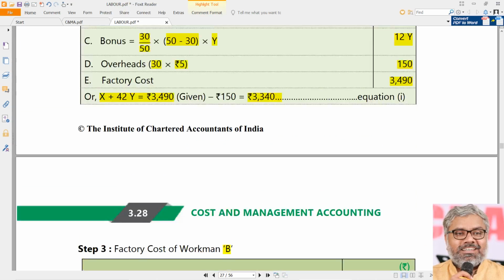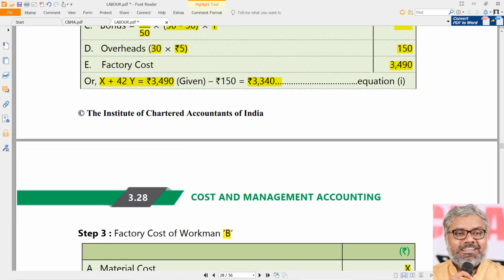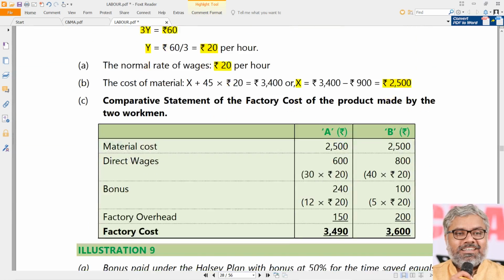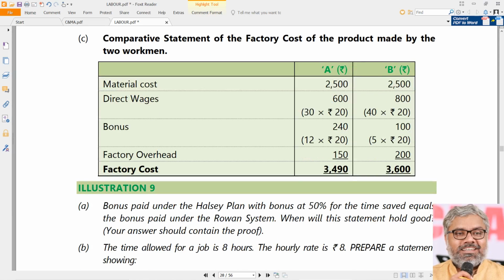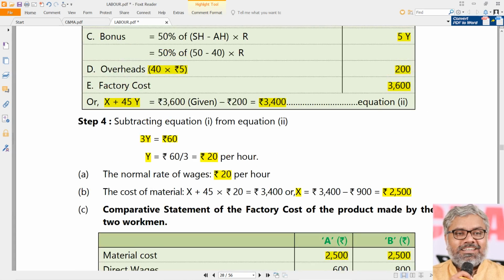But he has also asked to show a comparative statement of factory cost so that we can summarize whatever we have found. That can also be shown. Material cost of course is the same for both. That was what we found as X, that is 2500. Direct wage rate will be the same, but wages will be different. Identify the difference.